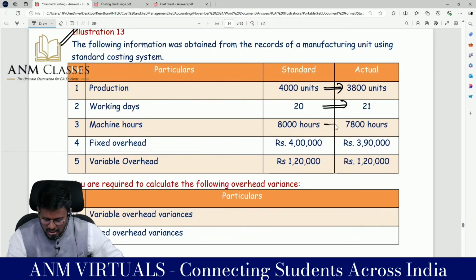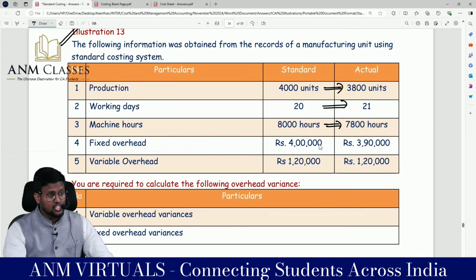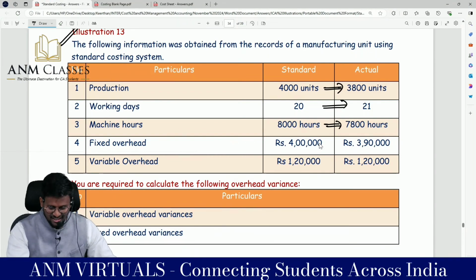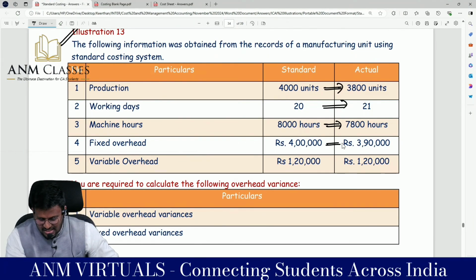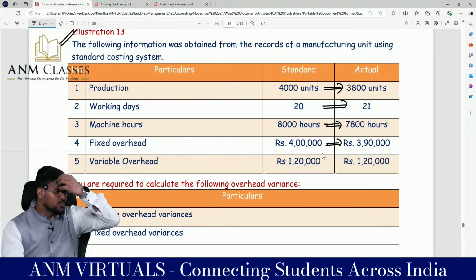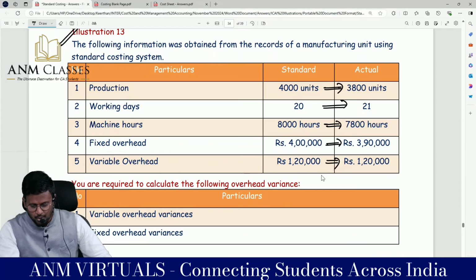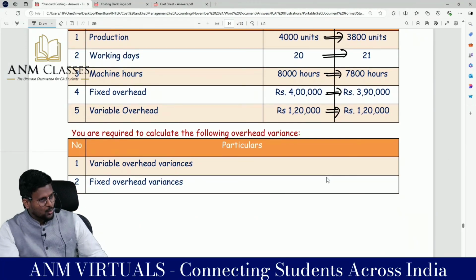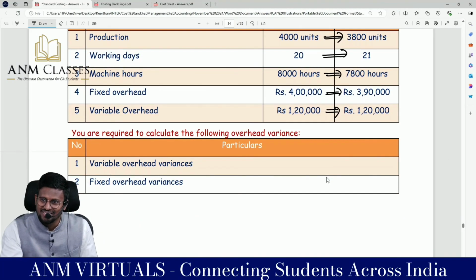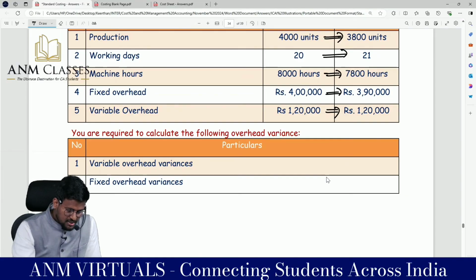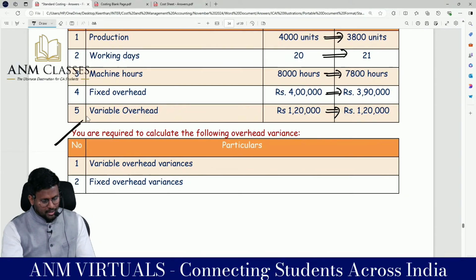Machine hours 8000 and 7800. You can catch the efficiency variance, right? Yes sir. Fixed overhead, this is standard and actual. You can catch the expenditure variance, right? Variable overhead, again you can catch the expenditure variance. Super sir, the perspective with which I look at the question changes. If it changes, I'm happy. You are required to calculate the following overhead variances, variable overhead variance and fixed overhead variance, everything.